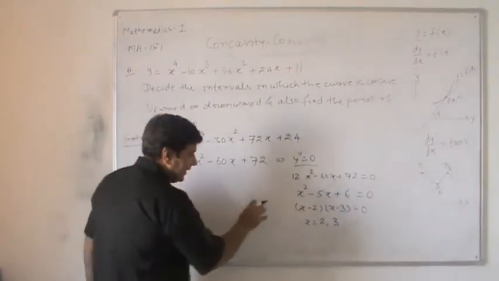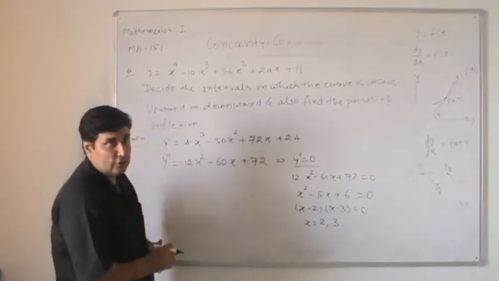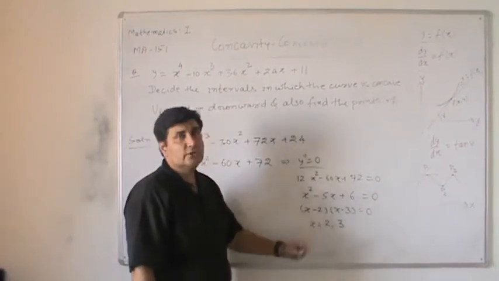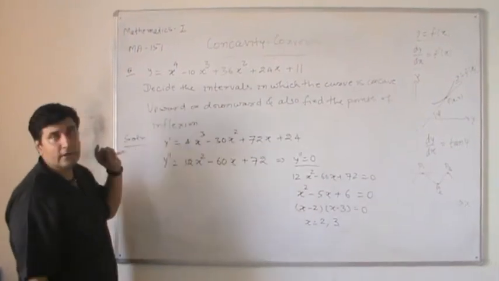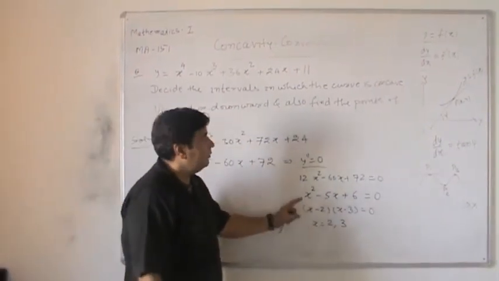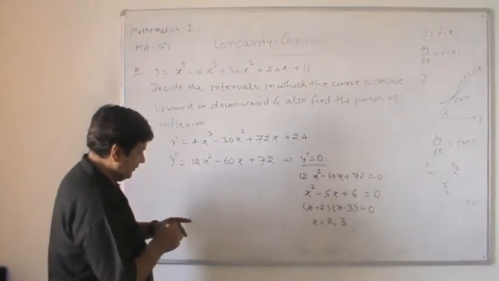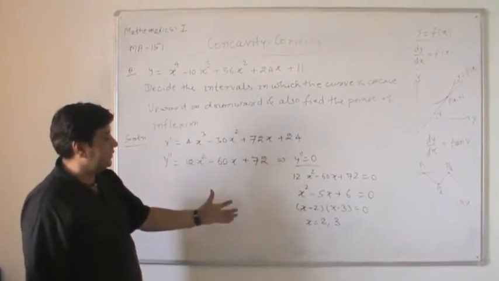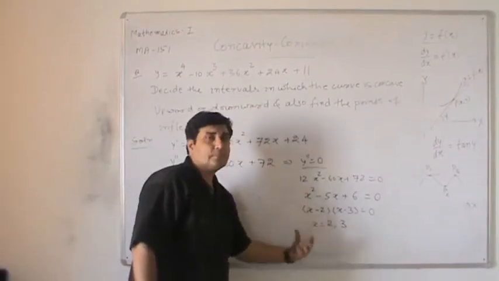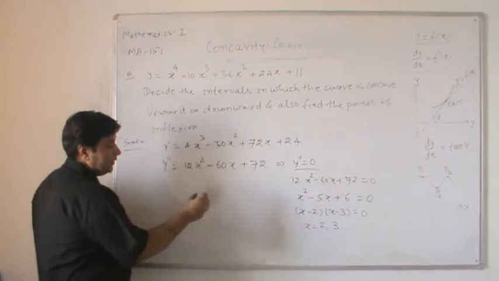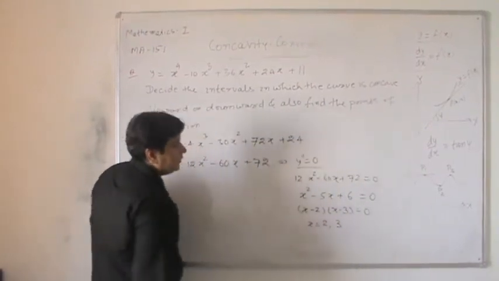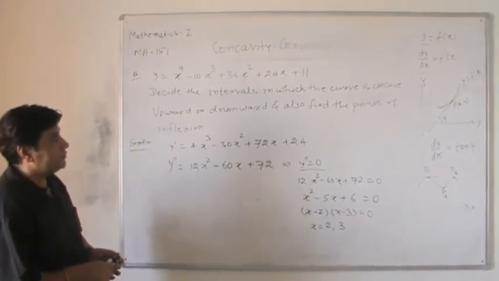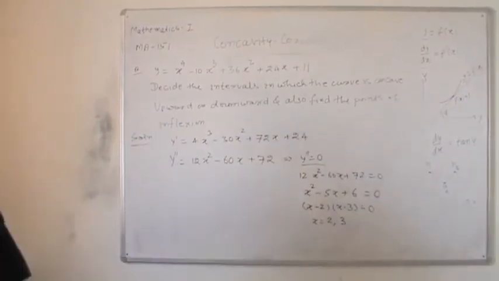So then I will decide whether these are points of inflection or not, but our point of inflection will be out of these two points for this given curve. So that we need to assure. Before assuring that, we can decide the intervals of concavity and convexity using these points which we need to check whether these are the points of inflection or not.